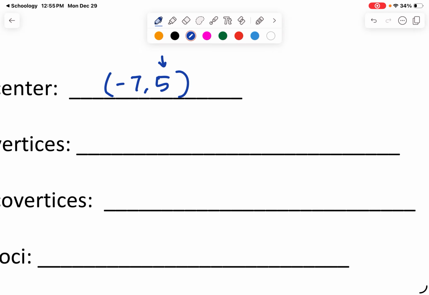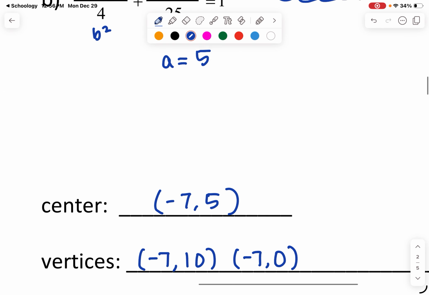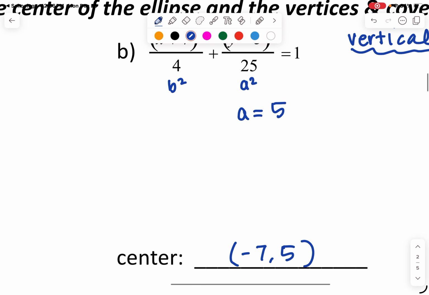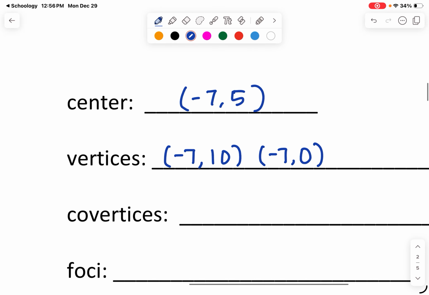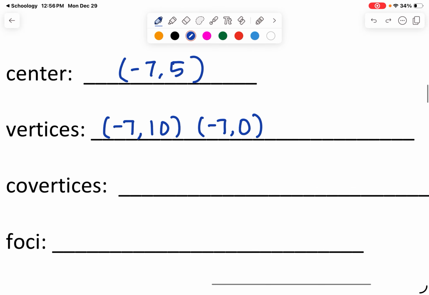So remember, up and down is from this value. So I'm going to have negative 7, up 5 is 10, negative 7, down 5 is 0. All right, now I'm going to get my covertices, which are 2 units from my center, because b squared is 4, so b is 2. So I'm moving left and right from that point. So left of negative 7, 2 units is negative 9, 5. Right is negative 5, 5.